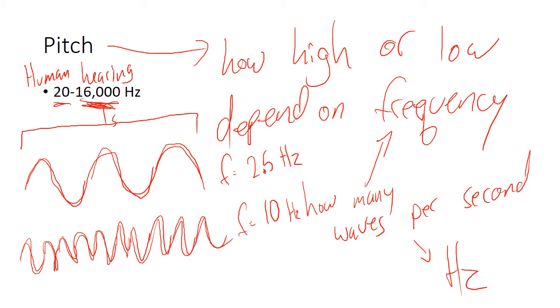So your very low notes are going to be on the lower side. So this is a low pitch. This is a bass sound because it's all about the bass. Whereas this is a high pitch because it goes back and forth faster. It has higher frequency, higher pitch. It's more Mickey Mouse style. Nothing but treble. Okay, so you can hear between these ones.